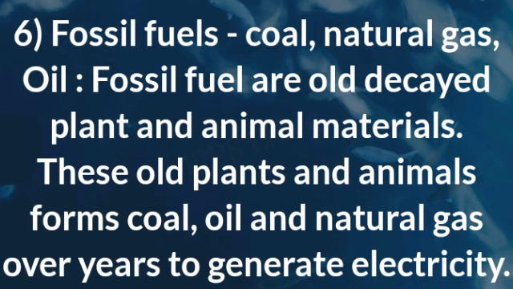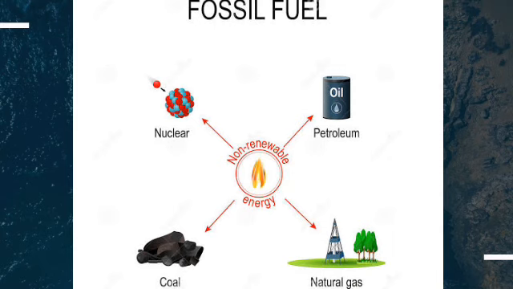6. Fossil fuel. Coal, natural gas, oil is also a source of electricity. Fossil fuels are old decayed plant and animal materials. These old plants and animals form coal, oil, and natural gas over years to generate electricity. So when an animal or plant dies, it goes to the soil to decay and form fossil fuels like coal and natural gas to generate electricity later on. Now this is an example of a fossil fuel. See petroleum, natural gas, coal, and so on. These are various examples of fossil fuel.